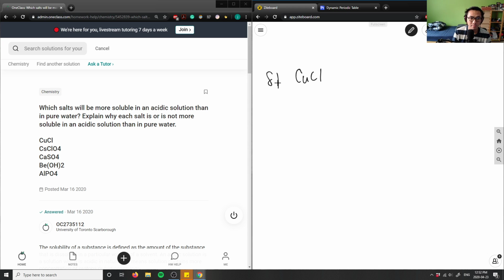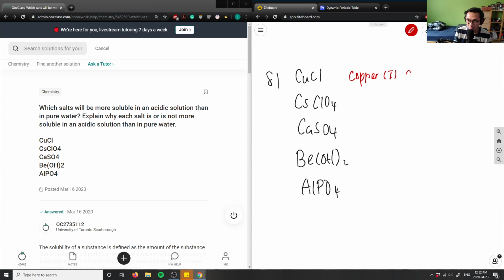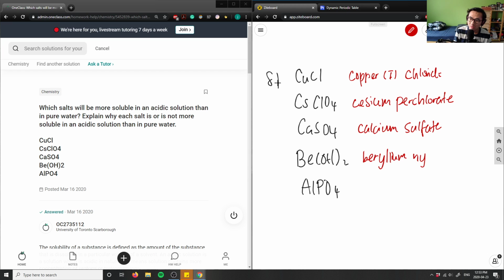We have CuCl, CsClO4, CaSO4, Be(OH)2, and AlPO4. So we have copper chloride here. This is copper(I) chloride. This is cesium perchlorate. We have calcium sulfate. We have here beryllium hydroxide. This is aluminum phosphate.